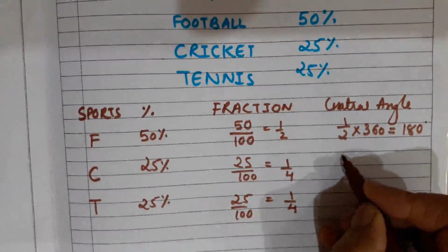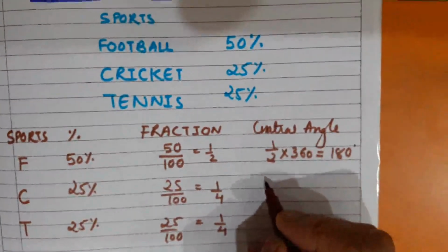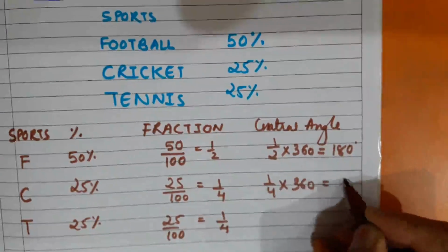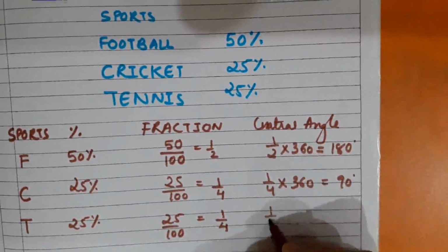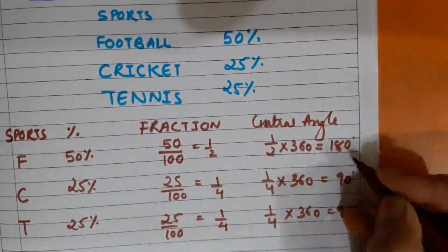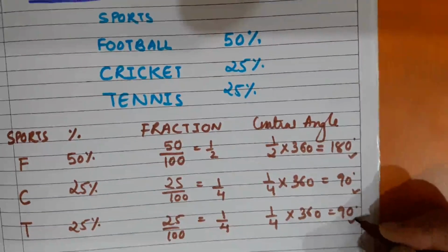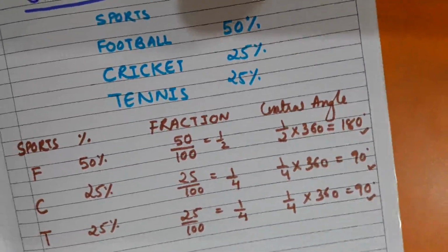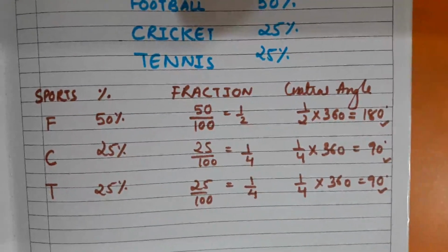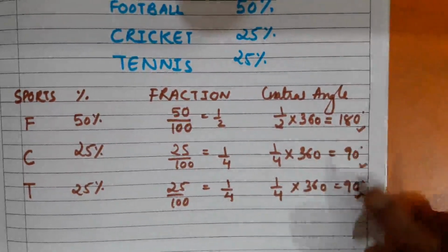Okay, now 1 by 4 multiplied by 360 gives you 90 degrees, and 1 by 4 multiplied by 360 gives you 90 degrees. So this represents your central angle. So with the help of this you can easily draw the pie chart. Now see how you can draw the pie chart with the help of this information.